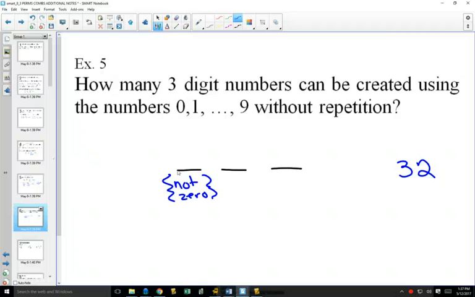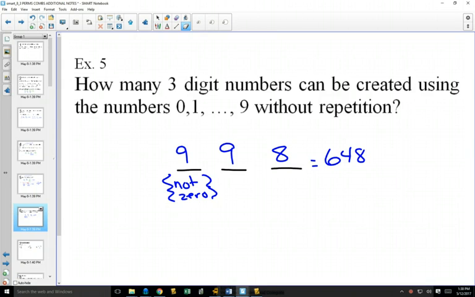So if this is not a 0, how many choices do I have for that first digit? 9. Then how many choices do I have for my second digit if you're not allowed to repeat? 9, because now you've used up one number, but 0 gets thrown back in. So we still have 9. And then 8 for 648 total values.